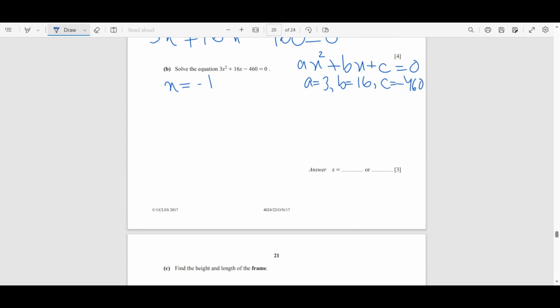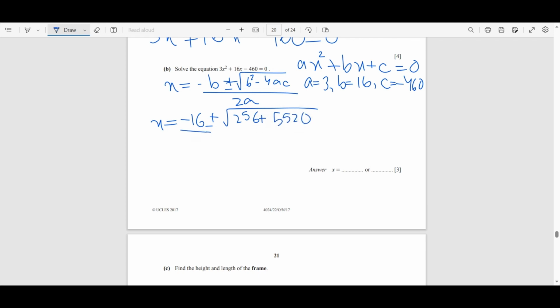The formula says minus b plus minus square root of b squared minus 4ac over 2a. Just substitute in the values. Minus 16 plus minus square root of 16 squared, which is 256, minus 4 times 3 times negative 460 gives me negative 5520. So negative and negative is positive, it's 5520, over 2 times 3, which is 6.